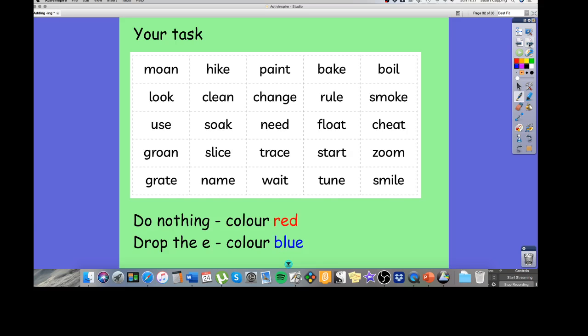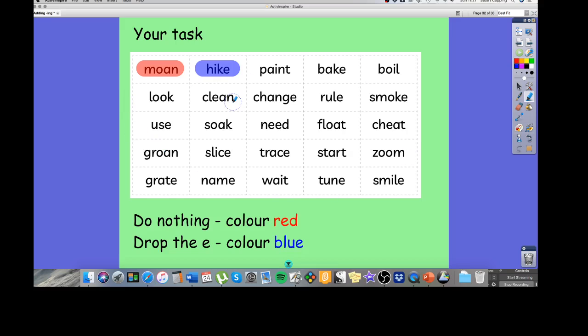Any of the ones where there is an e which we have to get rid of, I want you to colour in blue. Now, you don't have to use red or blue really. If you've got two other colours that are your favourites, use those two colours, but making sure it's only two colours. So if we take the first two, for example, get my highlighter out. So moan doesn't have an e on the end, so it's got to be a do nothing. Whereas hike does have an e on the end, so that becomes blue.